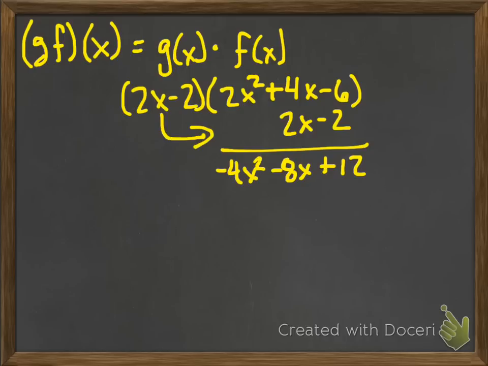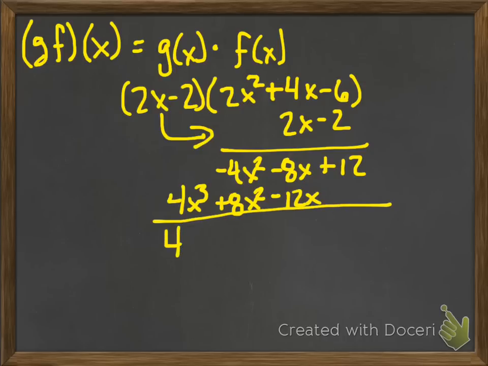Then I'm going to move down to the next row, and I'm going to say 2x times negative 6 is negative 12x. 2x times 4x is 8x squared. And then 2x times 2x squared is 4x cubed. Notice how it's all lined up to add your like terms. So you do that, and then you are done.